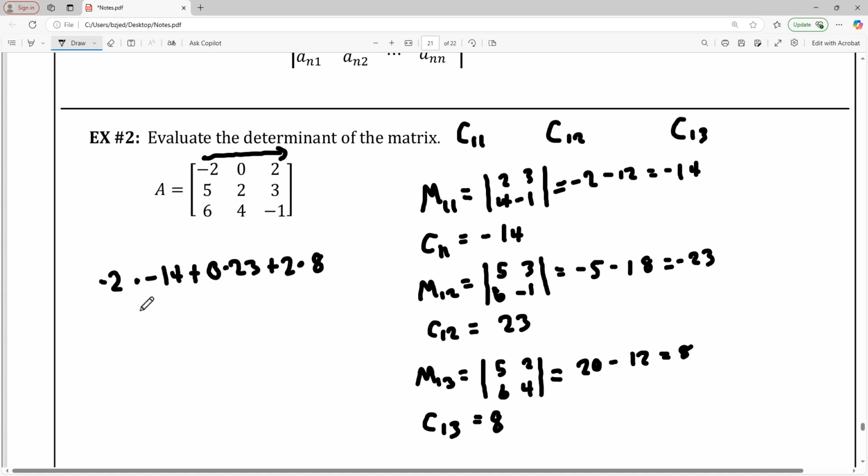Negative 2 times negative 14 is 28. 0 times 23 is 0, plus 2 times 8 is 16. Add them together, what would that be? That would be 40 something. 28 plus 16, that would be 44. The determinant of this 3 by 3 matrix is 44.